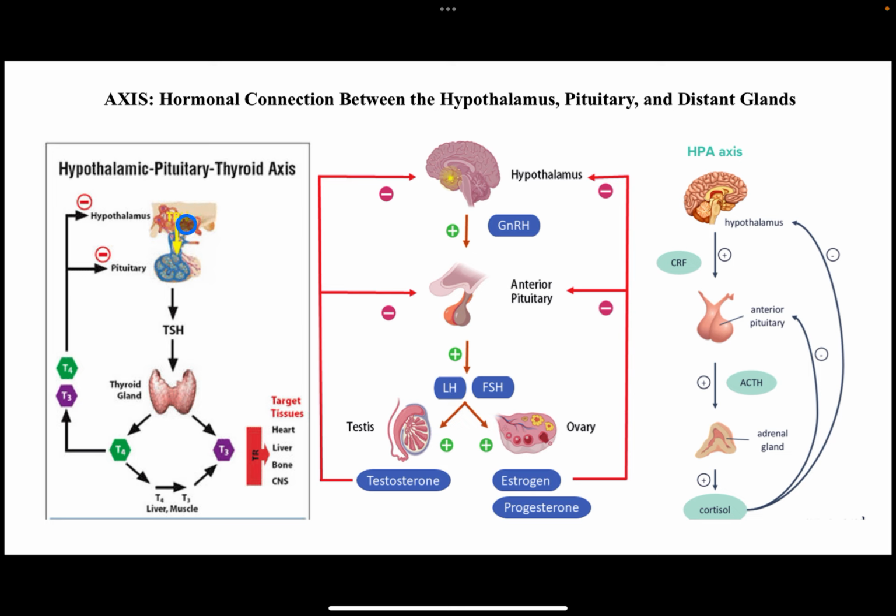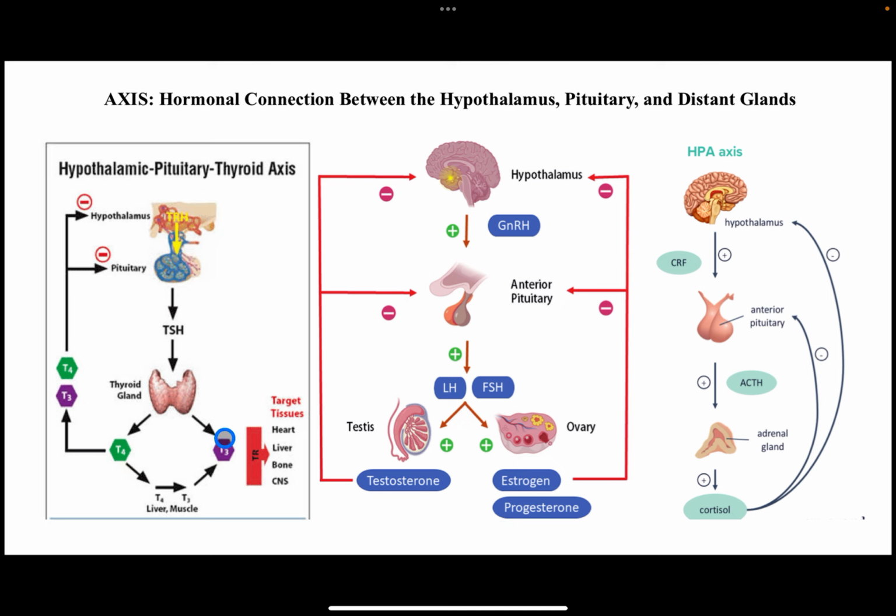It starts from the hypothalamus. That's why we say hypothalamic. The hypothalamus releases the thyrotropin releasing hormone, which will go and stimulate the thyrotroph cells in the pituitary gland, which will then release thyroid stimulating hormone. The thyroid stimulating hormone will go to the thyroid gland and stimulate it to produce T3 and T4. T3 and T4 will then go and stimulate the target tissues: the heart, the liver, the bone, and the central nervous system.